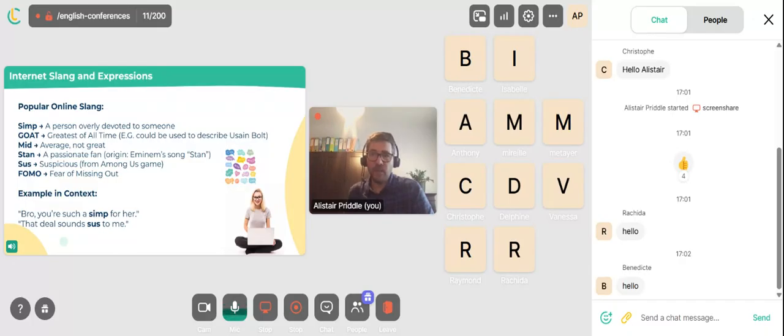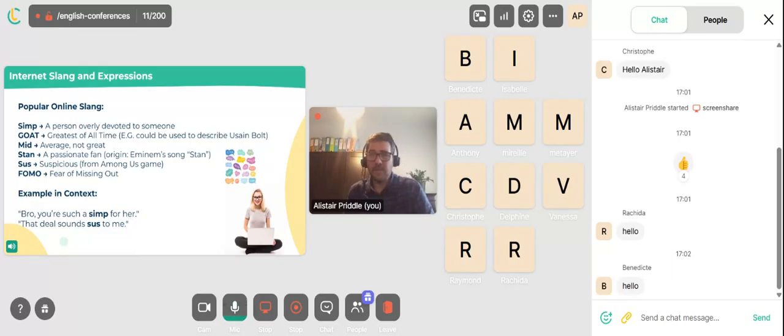Goat, greatest of all time. For example, could be used to describe Usain Bolt, the GOAT. Mid, average, not great. Stan, a passionate fan. The origin for this is from Eminem's song, Stan.